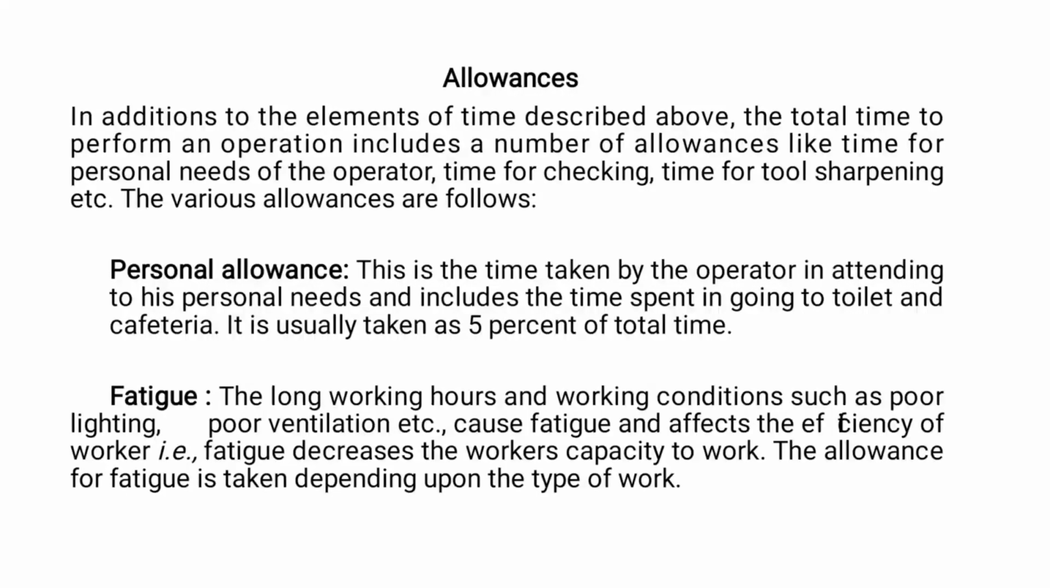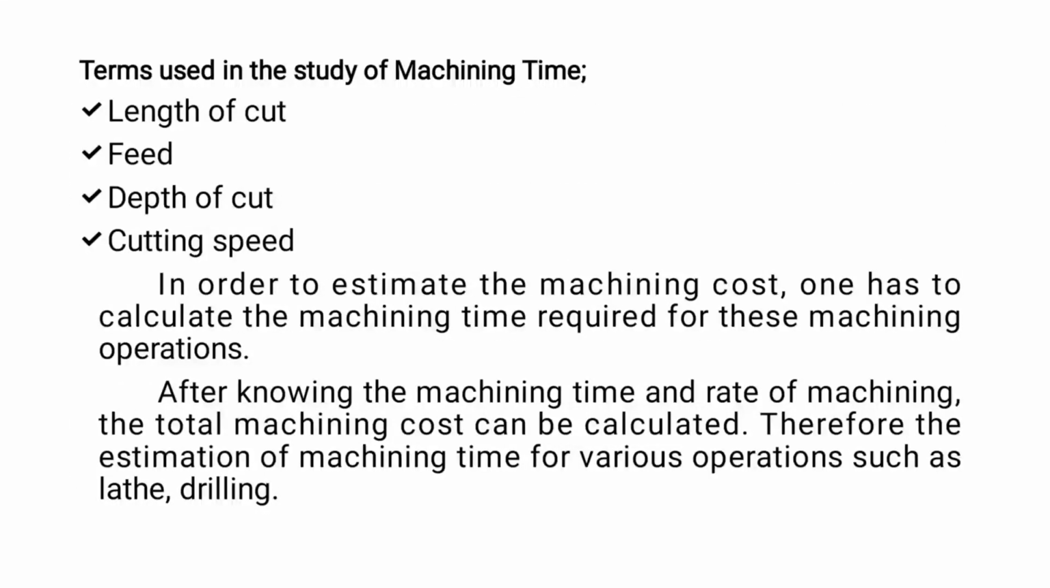Fatigue. Long working hours and working conditions such as poor lighting, poor ventilation, etc. cause fatigue and affect the efficiency of the worker. That is, fatigue decreases the worker's capacity to work. The allowance for fatigue is taken depending upon the type of work. The terms used in the study of machine time are four types.